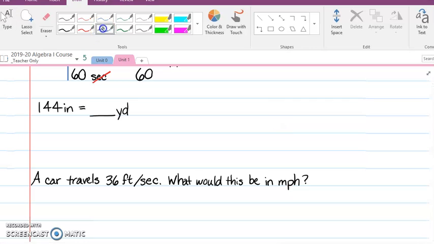Inches to yards. You're probably starting to get the hang of this. We start with our blue bar. We start in the upper left corner by placing what we are given.